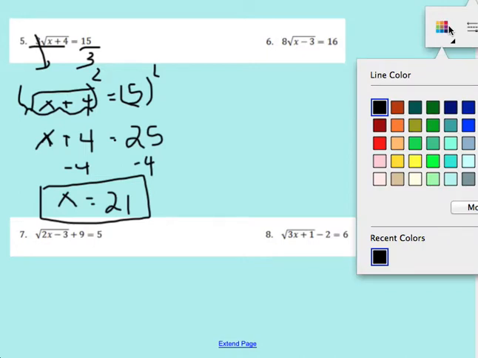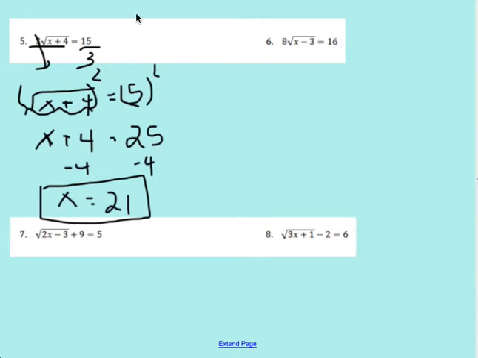All right, let's take a look at this next one. So I see that that 8 is being multiplied by the radical. So I'm going to go ahead and divide both sides by 8. So that's going to cancel that 8 out, and I'm just left with the square root of x minus 3, and that's going to be equal to 16 divided by 8, which is 2. So then I can go ahead and square both sides here.